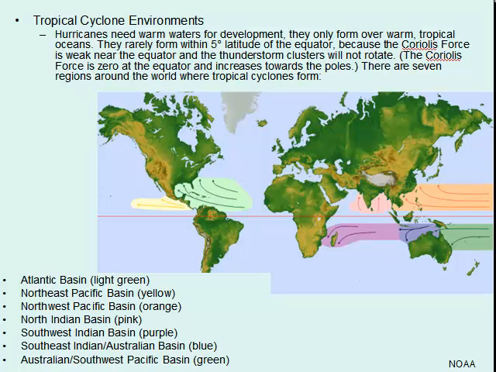The pink area is the North Indian Basin, another small area. Southwest Indian Basin is going to be purple. Blue is the Southeast Indian Australian Basin, and then the green is the Australian Southwest Pacific, so the darker green. So these are all the main zones where these tropical cyclones will develop. They'll start to form, they'll get really large, and then they'll dissipate within each of these zones.